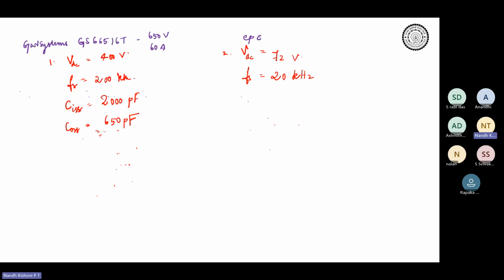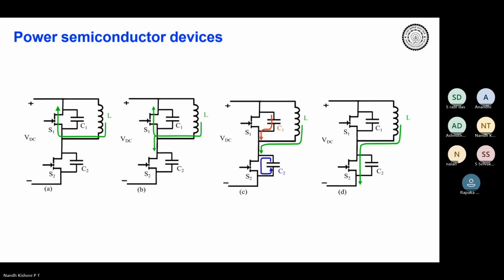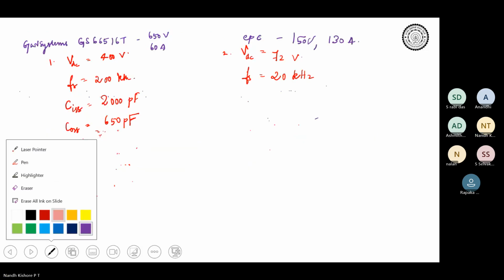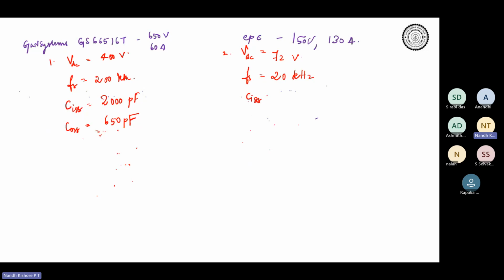So EPC, I am not able to exactly recollect the part number, but it's an EPC device. It is rated for 150 volts and 130 amperes. Okay. Current rating is double and the voltage rating is very less. And the CISS values are more than double. So let's say this is around 5000 picofarad. Okay. And COSS is somewhere around, let's say, 1300 picofarad.